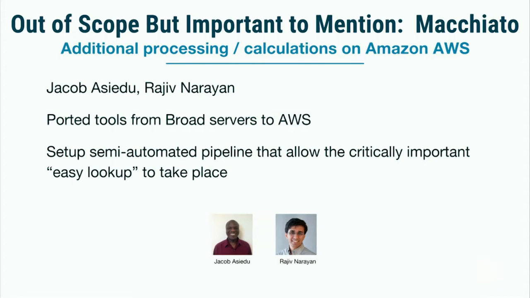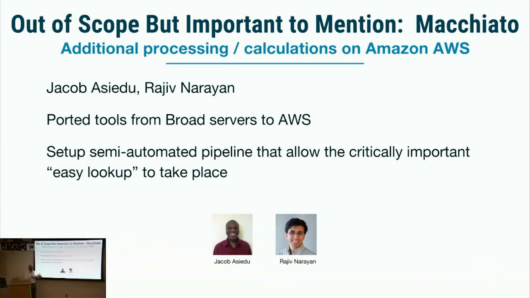This is a little out of scope, but I think it's important to mention, going along with our coffee theme, we have another pipeline called Macchiato. If anyone's familiar with Macchiato, it's an additional feature you can add to an espresso drink, if you will. This is running in the cloud. Jacob and Rajiv have ported this to work on AWS, and basically what it does is it takes the data at the end of the Espresso pipeline and gets it into that final state where it's easy to look up and run queries against. And that's an important part. There's a lot of engineering that goes into that as well that I'm not going to talk about today.